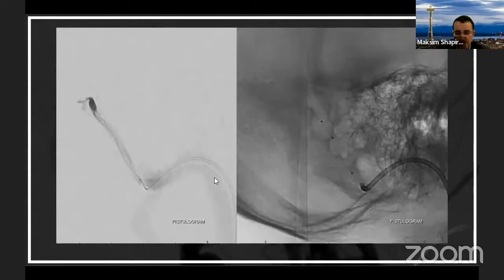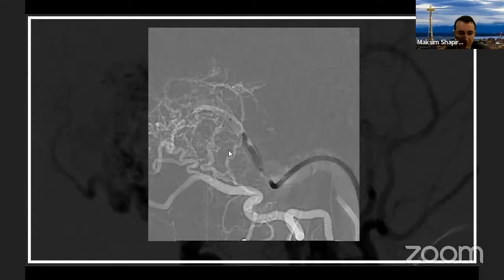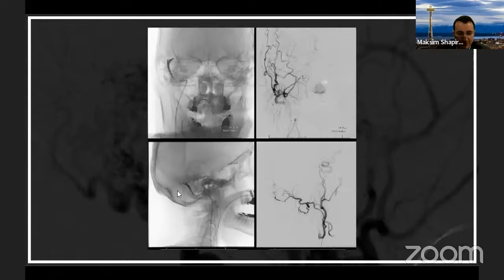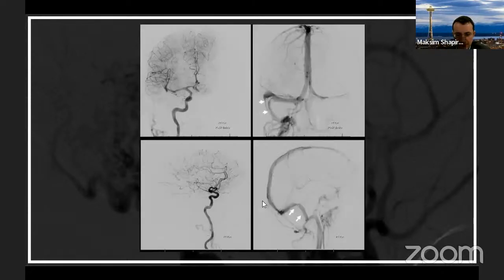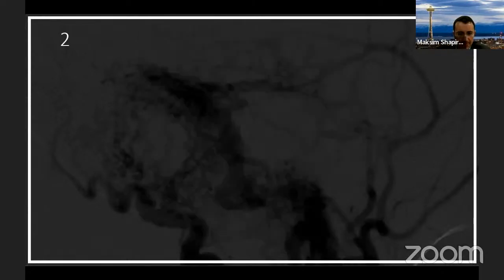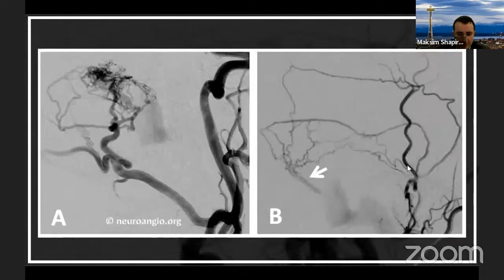So here's a fistulogram. And then you can inflate the balloon, so you make sure that the stuff goes forward, and then just fill it up. And so this is the end result. Case number 2, again, some selective views, middle distal ECA injection.